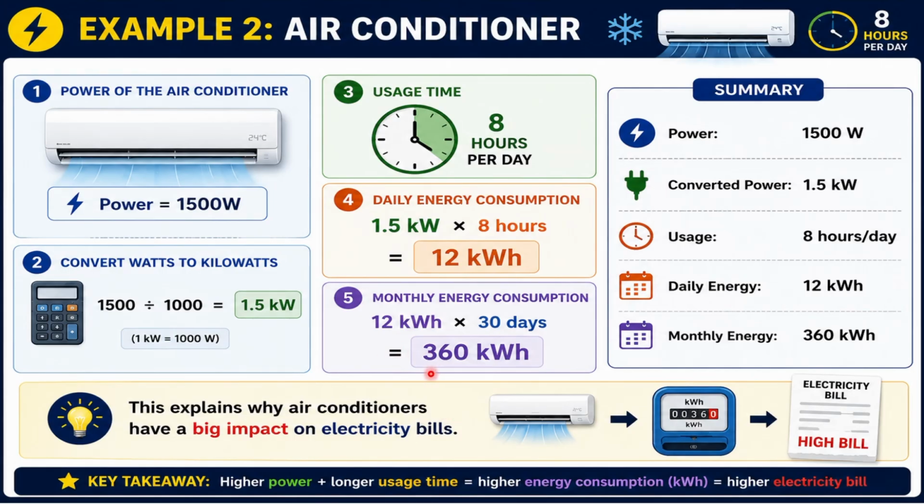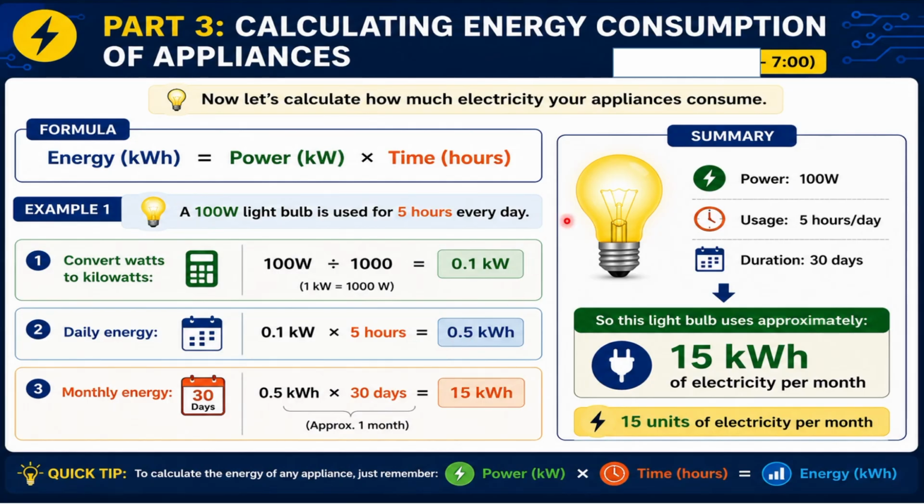And you're also going to notice something very important. You notice that the AC in a month uses 360 kilowatt hour, while the lamp in a month uses just 15 kilowatt hour. So you understand that the difference in energy consumption between those two devices is really large. So that is something important to note.